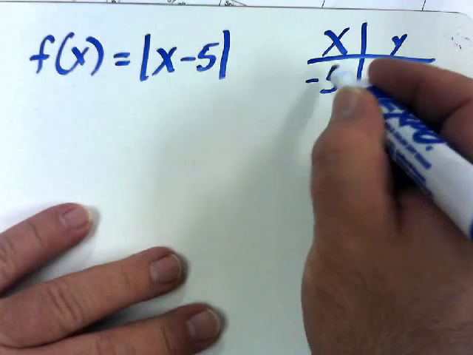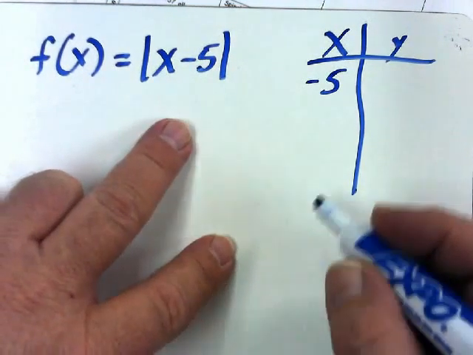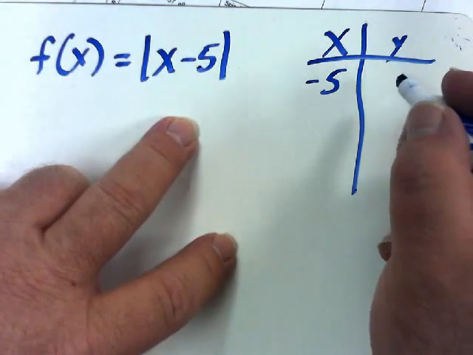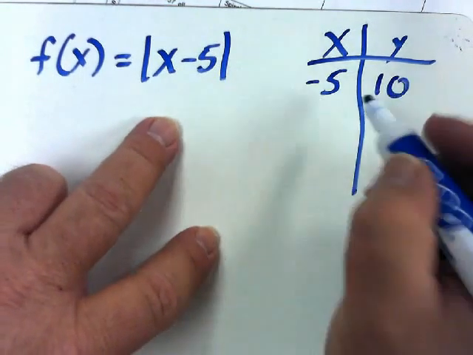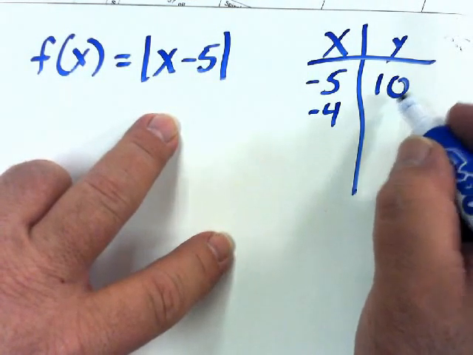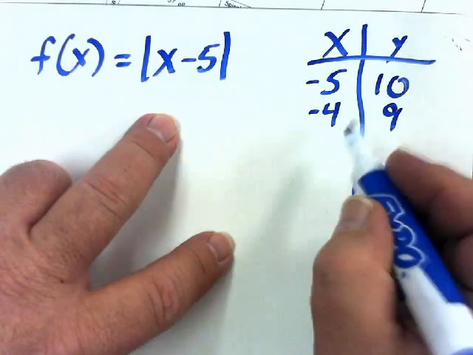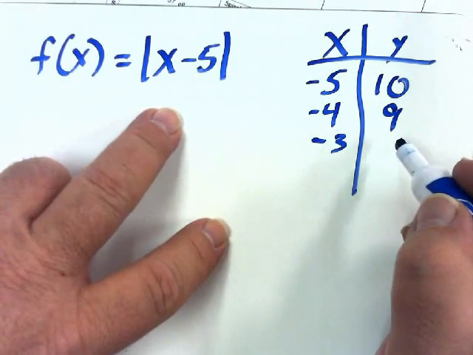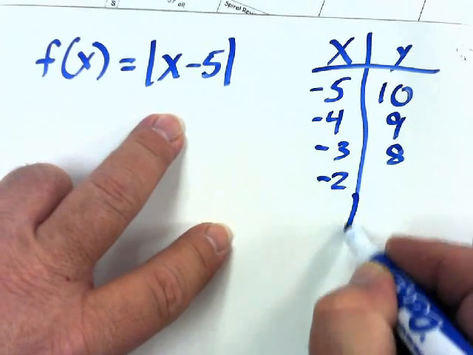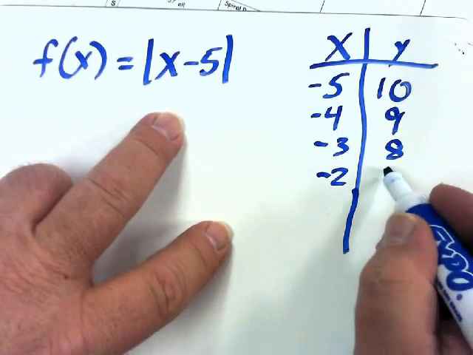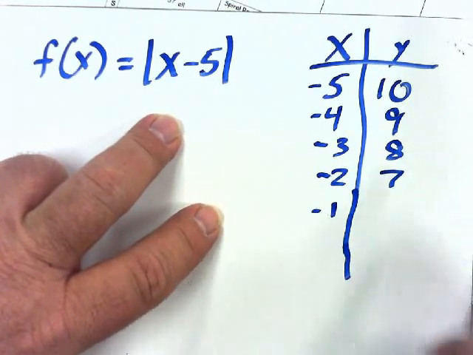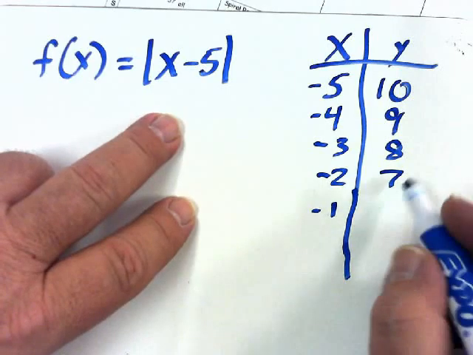Okay, so we're going to start at negative 5. What's negative 5 minus 5? What's the absolute value of negative 10? Okay, go to negative 4. What's negative 4 minus 5? Absolute value? Negative 3. Negative 2. Negative 7, which is positive 7. Negative 1.